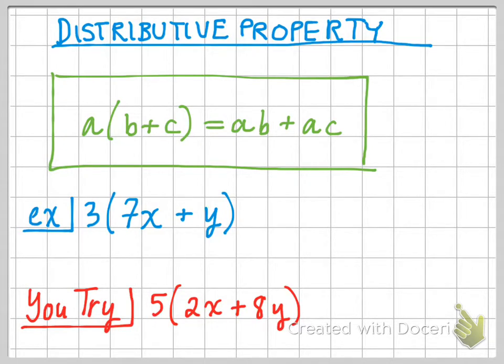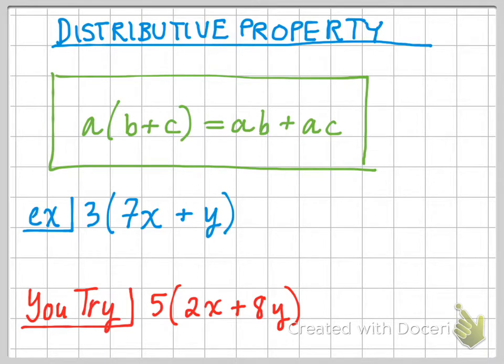Hello, algebra students. So today's notes are on the distributive property, and this should be a little bit of a review. Hopefully the distributive property is familiar to you, but the idea here is that if you have A times the quantity of B plus C, then that is equivalent to A times B plus A times C.